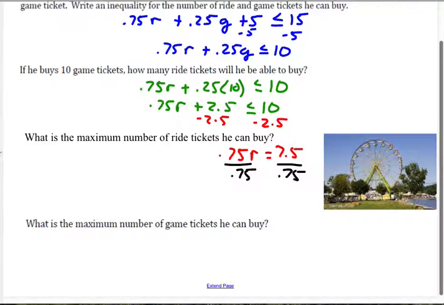Well, it's 10. 0.75 goes into 7.5 10 times. So ride tickets we can get are 10. I'll let you try these next two on your own. Okay.